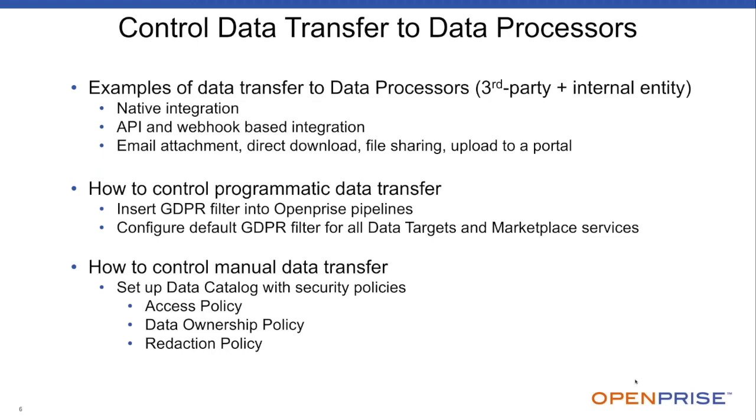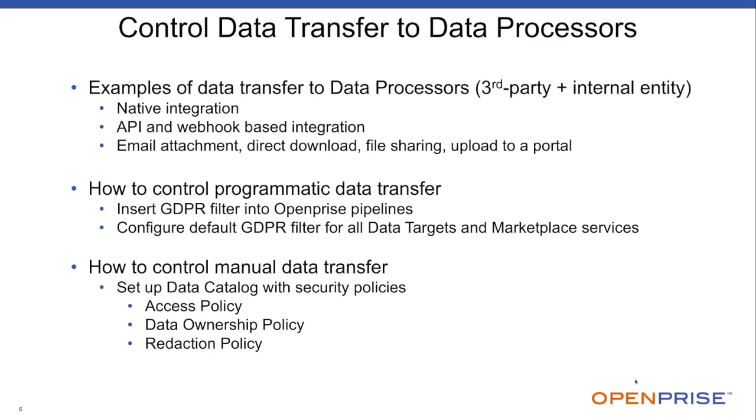You just want to make sure that in whatever pipeline you're using to do the data movement to transfer data, you're putting in the GDPR filters. This is again beyond the universal control that we just talked about, how you designate each data marketplace service, as well as each data target, to be blocking or not. But you can also put more specific controls into the pipelines. And I'll show you the specific GDPR filters that we have.